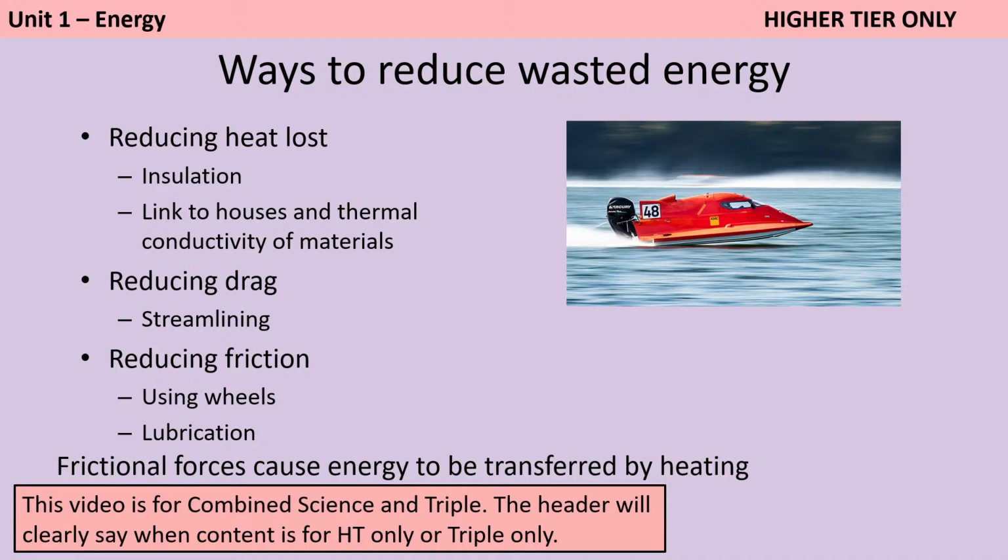In that case, you need to be able to discuss a number of ways in which we could reduce wasted energy. That could be reducing heat loss by insulating something, which is particularly relevant if you're thinking about houses, which might have loft insulation or double glazing. We can also talk about the thermal conductivity of a material. If you compare building materials like regular brick versus breeze block, then the higher the thermal conductivity is, the higher the rate of energy transfer by conduction. So in other words, the better conductor, the faster it conducts.